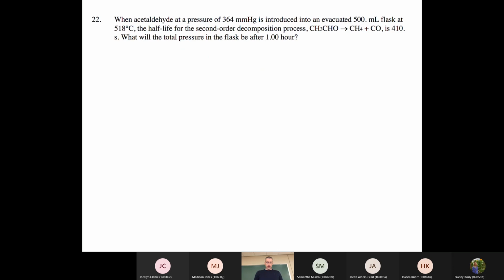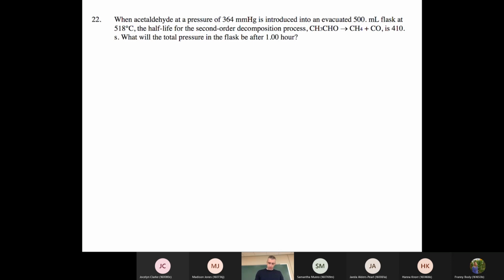Cool. When acetaldehyde at a pressure of 364 millimeters of mercury is introduced into an evacuated 500 mL flask at 518 degrees C, the half-life for the decomposition process is 410 seconds. Now, this is second order, right? What will the total pressure in the flask be after 1 hour?